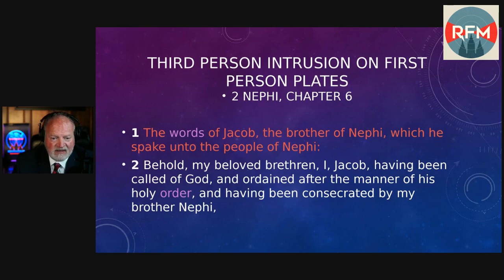And this time, for the first time, this verse jumped out at me in 2nd Nephi chapter 6. The words of Jacob, the brother of Nephi, which he spake unto the people of Nephi. And then it goes on with the sermon of Jacob, right? Behold, my beloved brethren, I, Jacob, having been called of God, etc. And my question was, who was it who wrote verse 1? Who wrote this introduction? Remember, these are the small plates of Nephi.